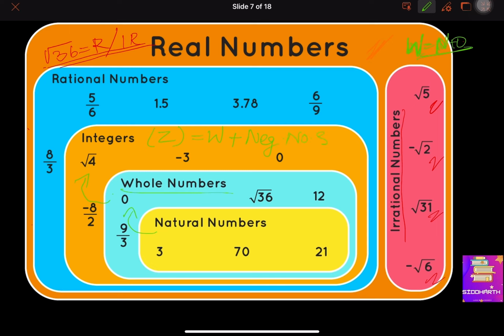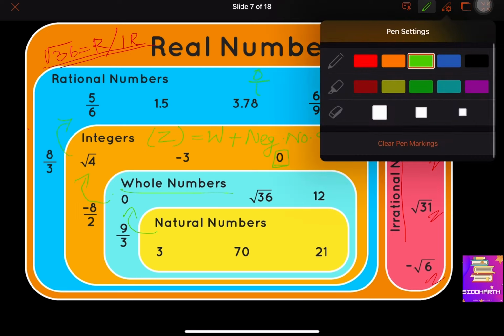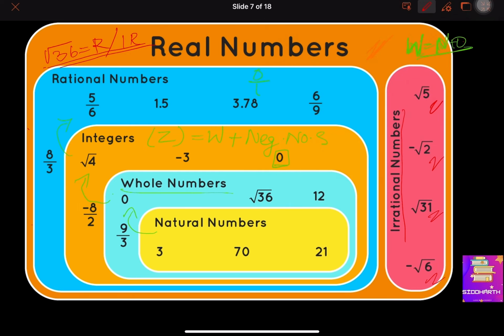Now integers are rational numbers. How? Take 0. 0 can be represented as 0 by 1, which is nothing but 0, right? So you can take it as 0 by 1, the P by Q form, where P and Q are integers. Irrational numbers do not come under the category of rational numbers. This is separate from this.